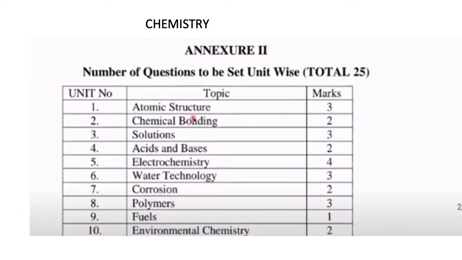And for chemistry also we have 25 marks, and the topic names are atomic structure, chemical bonding, solutions, acids and bases, electrochemistry. In this, electrochemistry has the most marks, 4 marks. Water technology is 3 marks, corrosion 2 marks, polymers 3 marks, fuels 1, environmental chemistry 2.